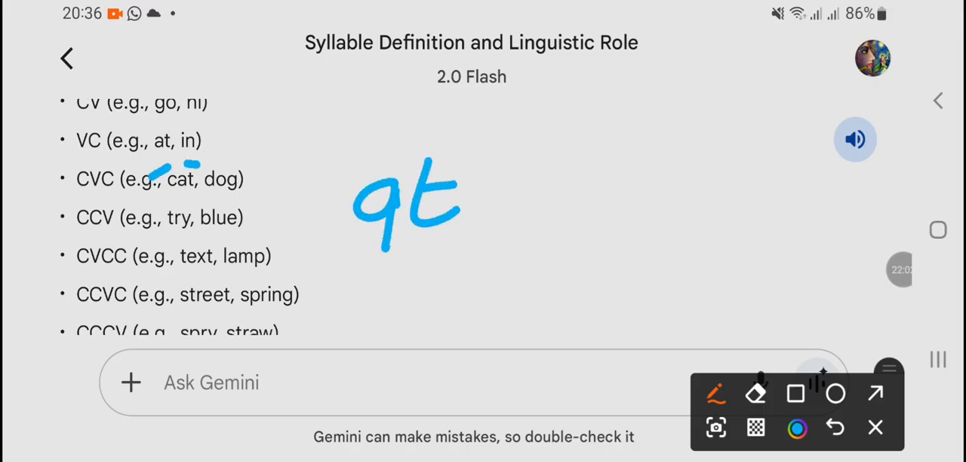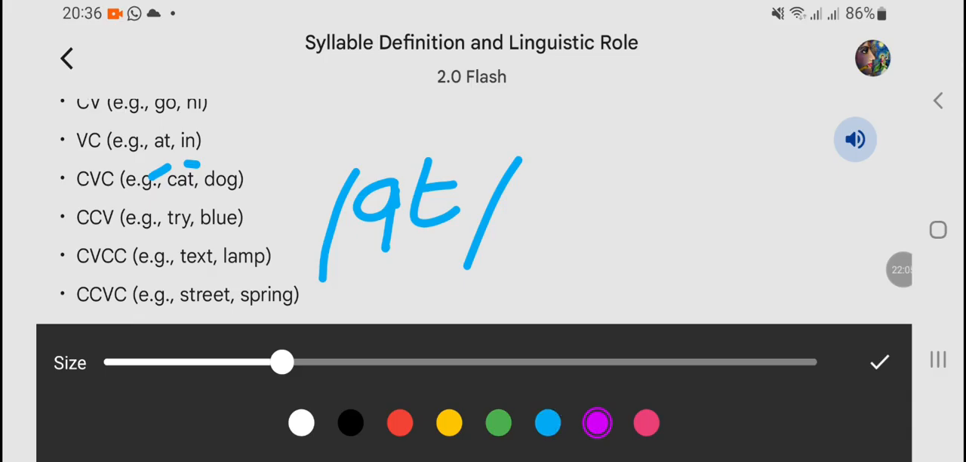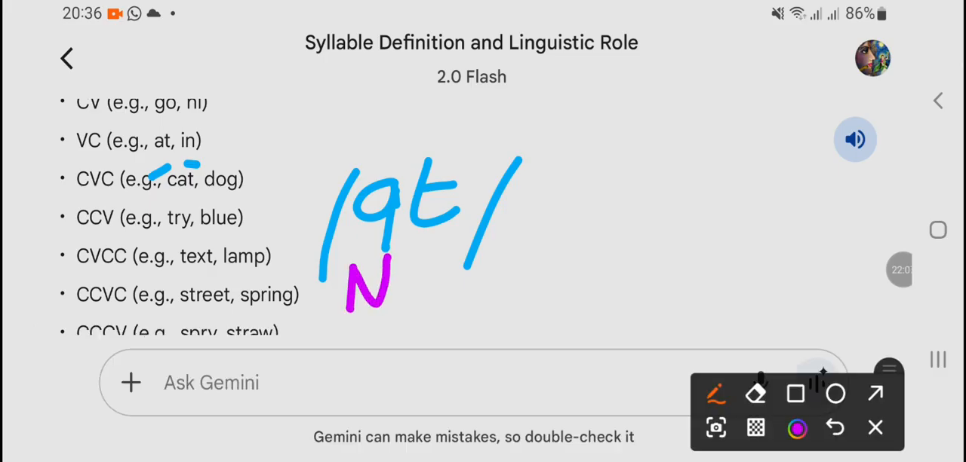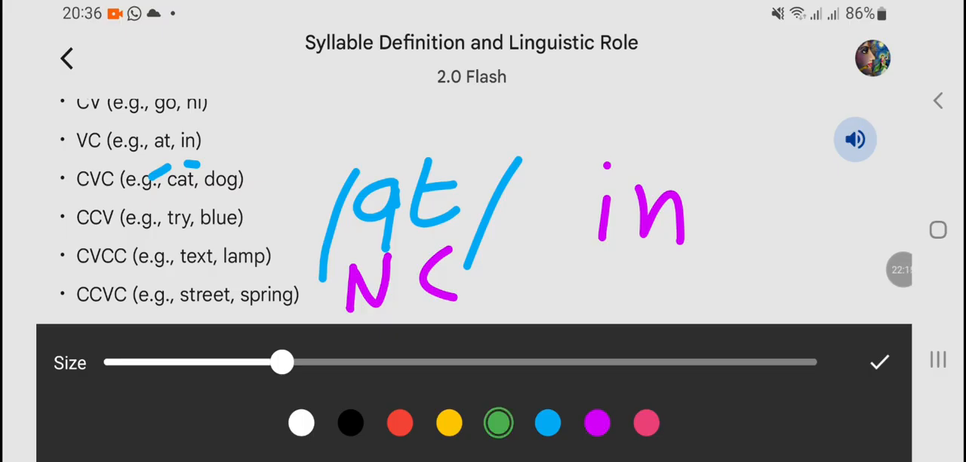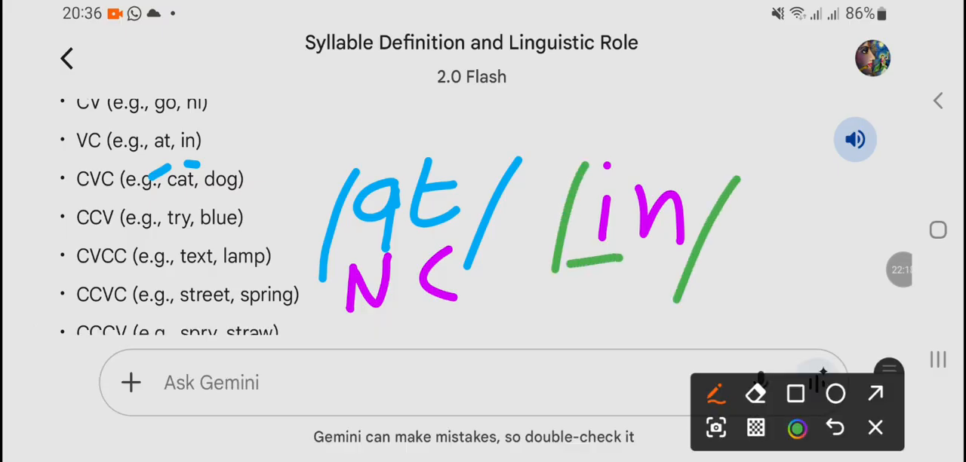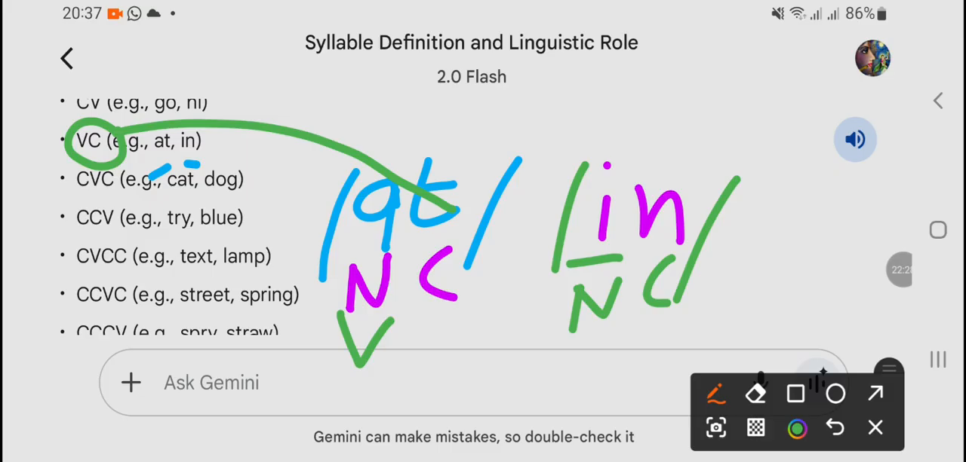At. So this is at. In the case of at, this is the nucleus and this is the coda. In the case of in, this is the nucleus and this is the coda. So this structure is known as VC. Why VC? Because the nucleus is a vowel and the coda is a consonant.